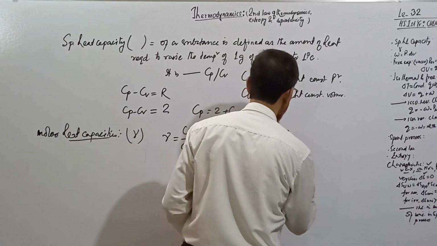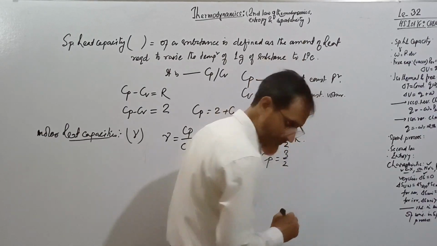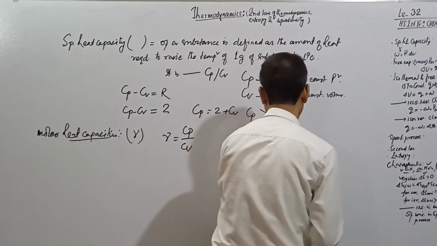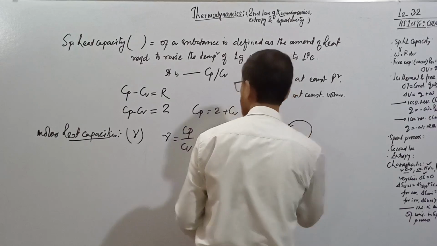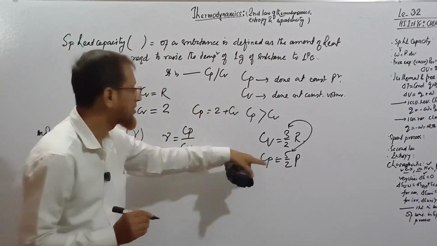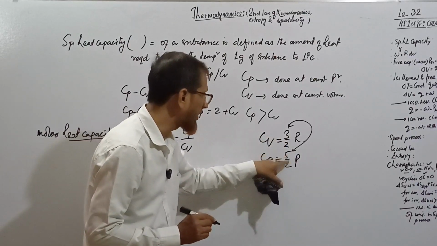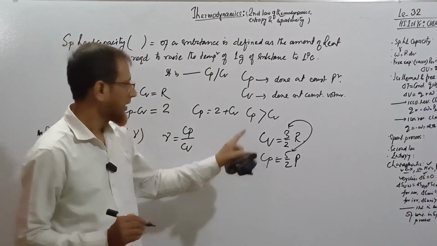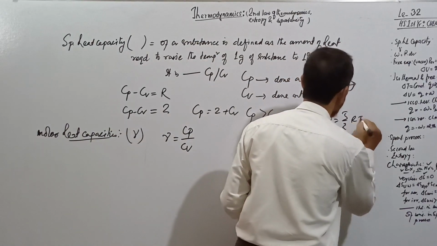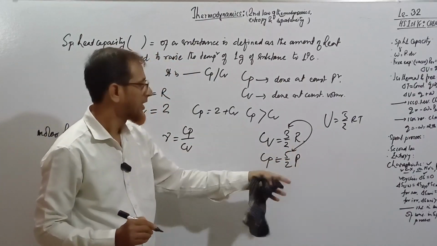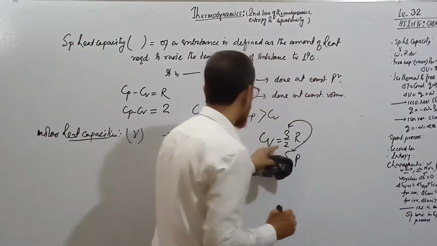Cv is equal to 3 by 2 R, and Cp is equal to 5 by 2 R. The Cp factor is 2 units more than Cv. Am I right? If Cv is equal to 3 by 2, then Cp is equal to 5 by 2. How it is arrived at, I will not derive; it comes from internal energy being equal to 3 by 2 RT. I will not show it at this point, as it would be clumsy. So just keep it in your mind.